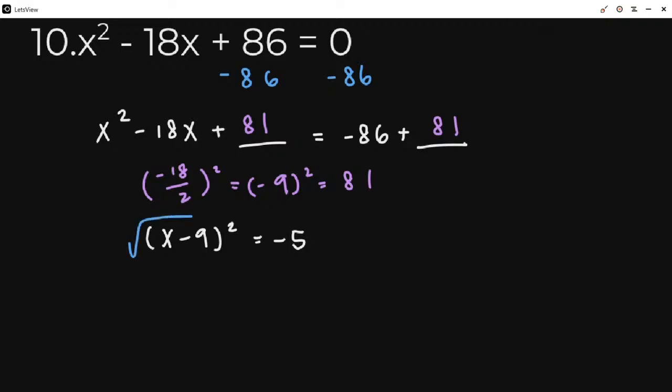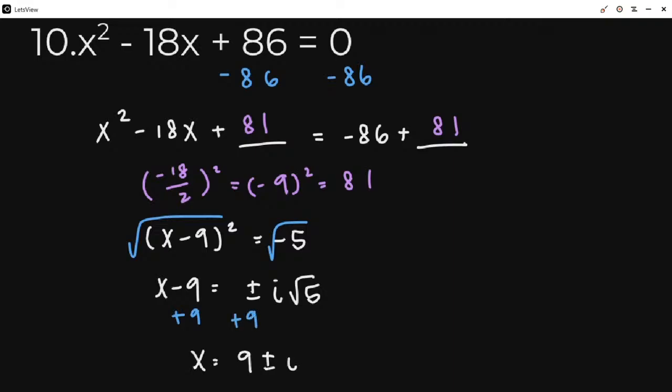Okay, so then this side will factor into x minus 9 squared, and that will equal negative 5. So then to solve, I'm going to square root both sides. So x minus 9 equals plus minus i rad 5. And then we're going to add 9. So we get x equals 9 plus minus i rad 5.